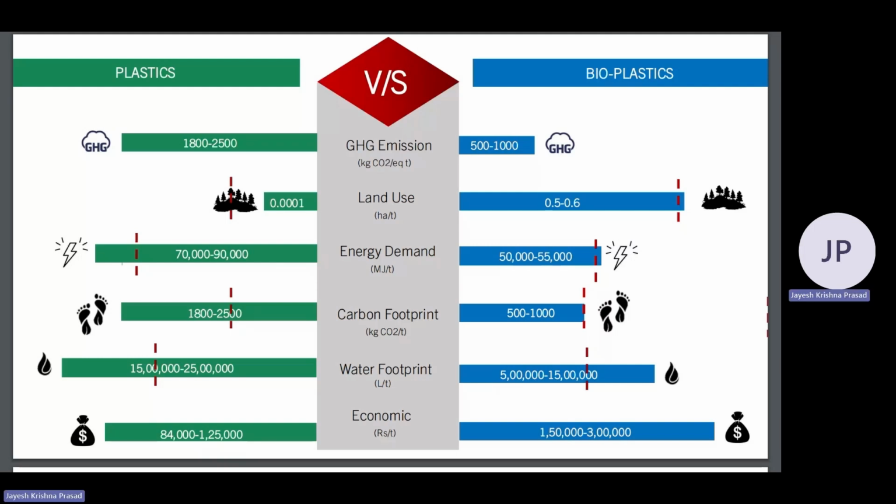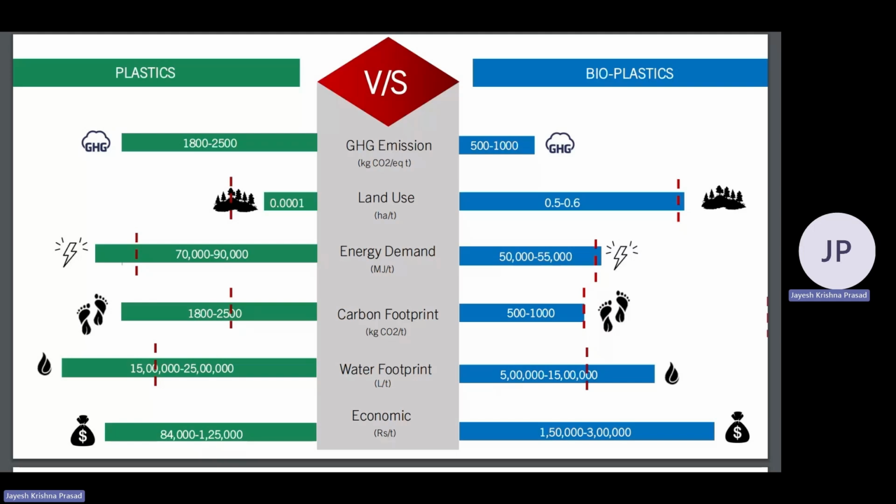Energy demand. The energy required for producing traditional plastics ranges from 70,000 to 90,000 megajoule per ton. This high energy demand often relies on fossil fuels, further exacerbating environmental issues. Water footprint, again a major problem. Traditional plastics also have a considerable water footprint, which adds to the strain on our freshwater resources. Water footprint, to reiterate, is the amount of water used in the production of traditional plastics.